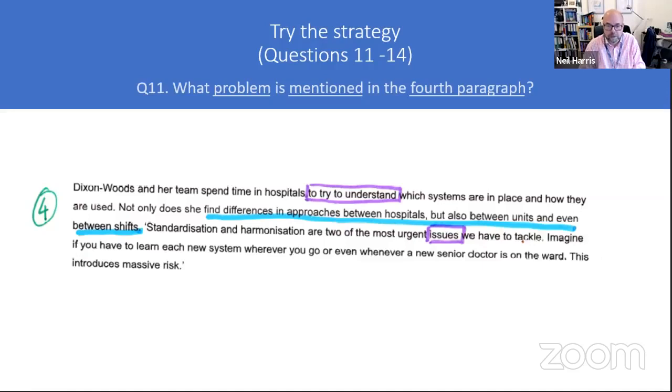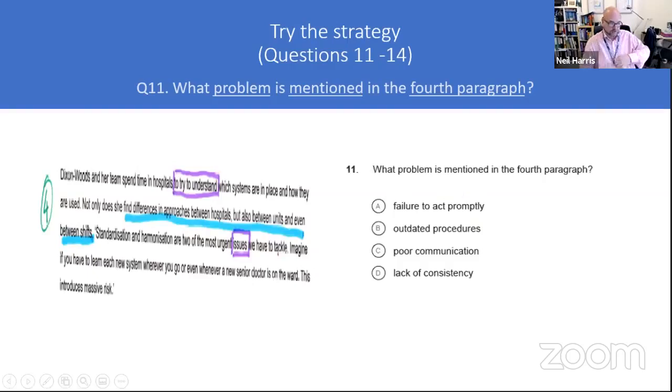In other words, what she's discovered is that there isn't a clear one way of doing things. Different people do things in different ways, depending on where they work, the unit where they work, and even between the teams that they work in. So if we now look at the options for question 11, what we're looking for is something that seems to have this idea of doing things differently when we should be doing them in the same way. And that option will be coming up on screen in a few moments.